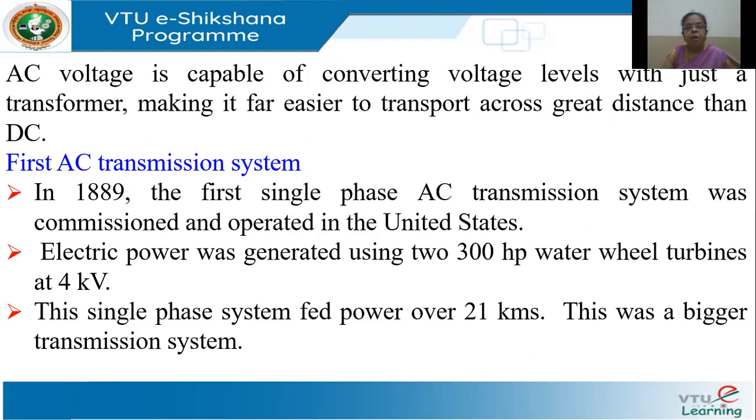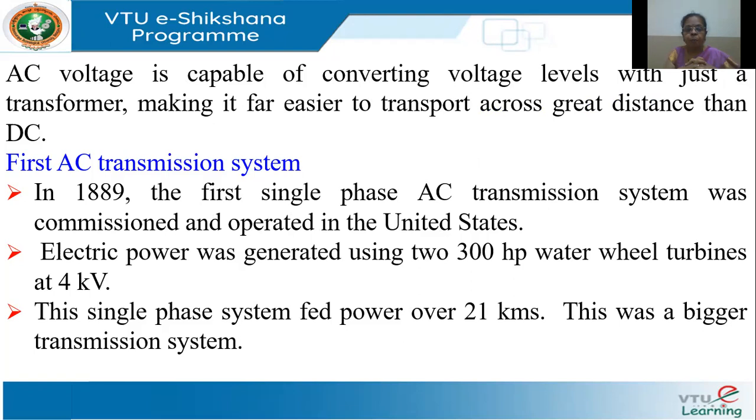Now, AC voltage we can transfer from one level to another because of the transformer. So if anybody asks you what invention led to the choice of AC over DC, it is the transformer. Once the voltage levels are higher, it automatically reduces the current, and we can have large power transfers over longer distances at reduced losses. Clear? So this was the birth of AC, I would say.